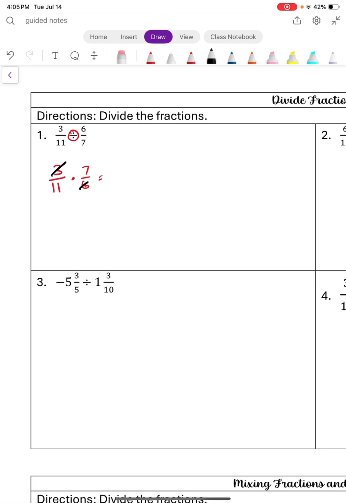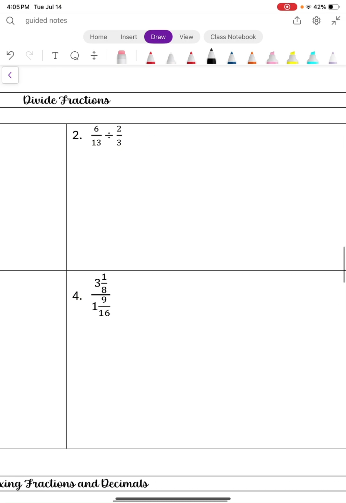Cross-cancel, both divisible by 3. 3 times 1 is 3. 3 times 2 is 6. 7 and 11 will not reduce, so therefore multiply the tops. 11 times 2 on bottom is 22, and you're finished. To divide two fractions, leave the first the same and multiply by the flip. Multiply by what's called the reciprocal, or the multiplicative inverse.